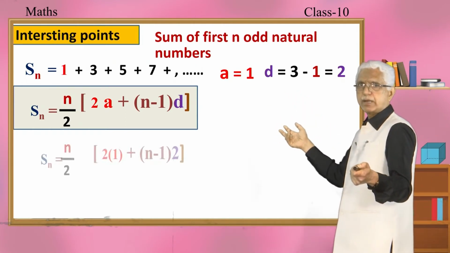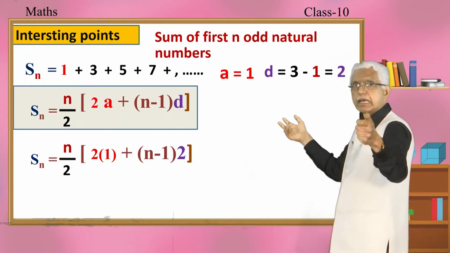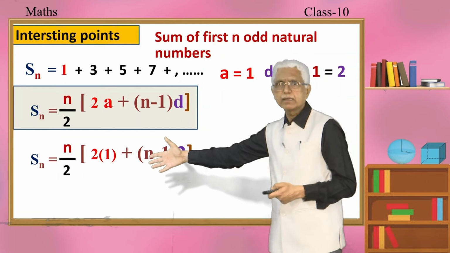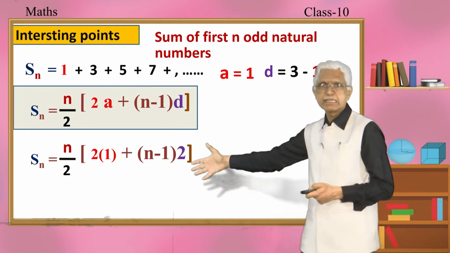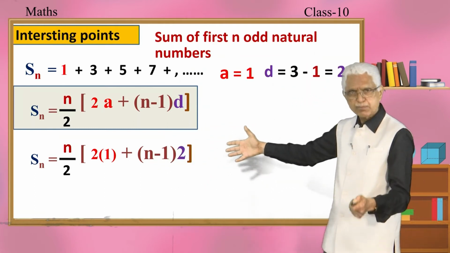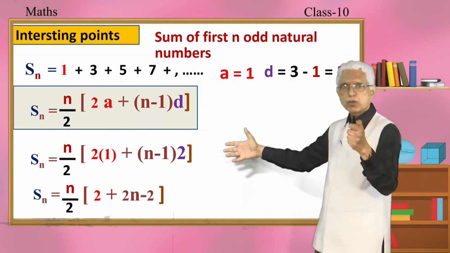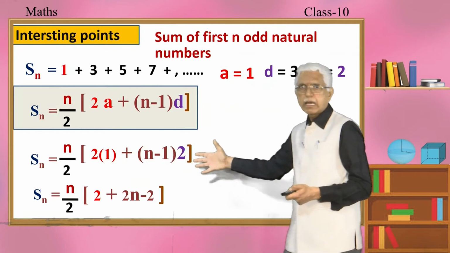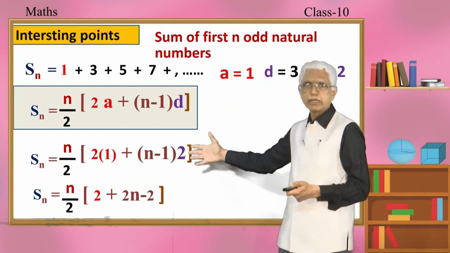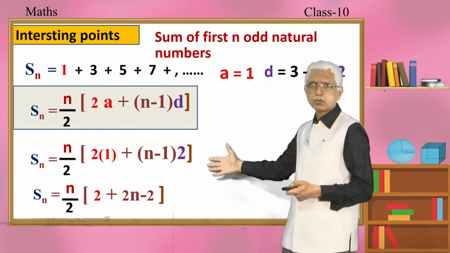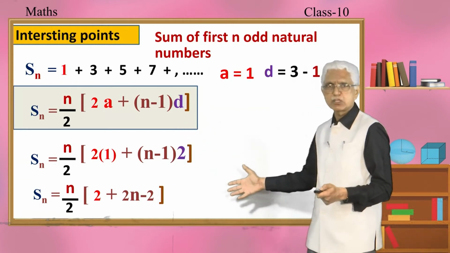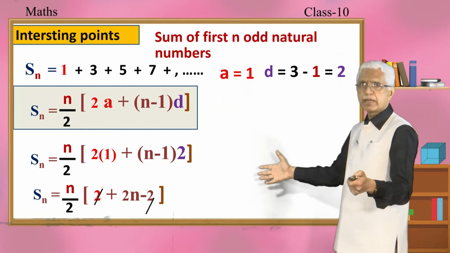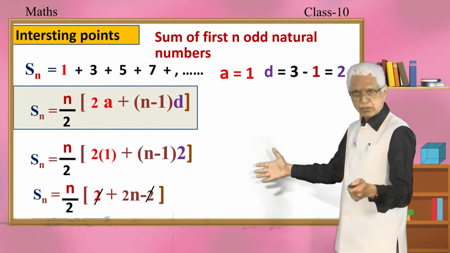So, Sn is equal to n by 2 into 2a plus n minus 1 into d. Here a is 1 and d is 2. I have just substituted, my dear children. So, it is n by 2, 2 into 1 is 2, and I remove the bracket here, 2 into n is 2n, 2 into minus 1 is minus 2, correct, and please observe that plus 2 and minus 2 have to get cancelled.